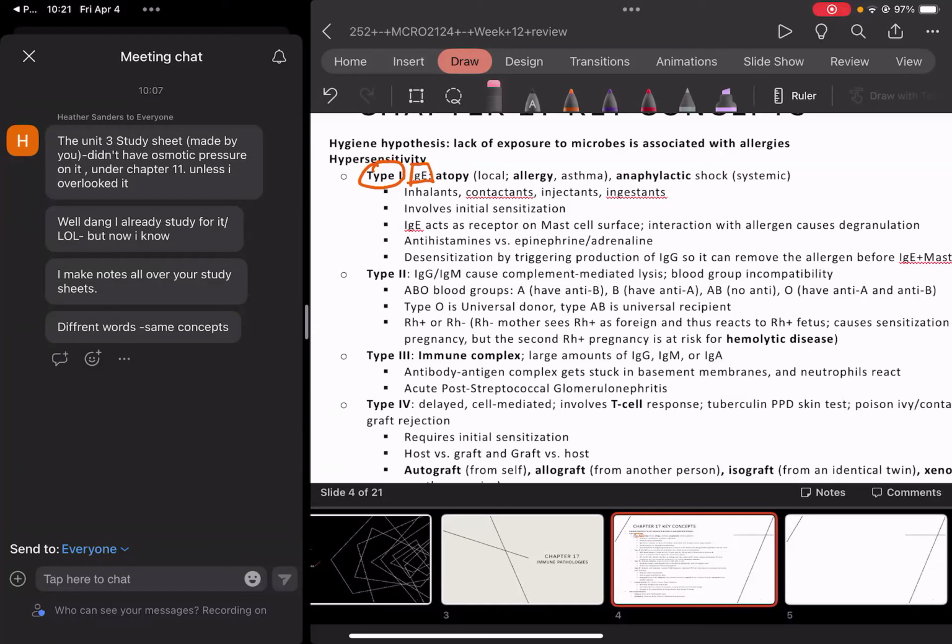So IgE is the mast cell receptor after that point, and it will see the allergen and degranulate, releasing things like histamine. In order to treat our allergies, we can use antihistamines, which are very effective for treating local atopic allergies, or epinephrine, which is used to treat our systemic allergies.